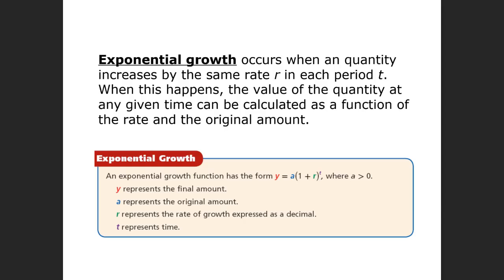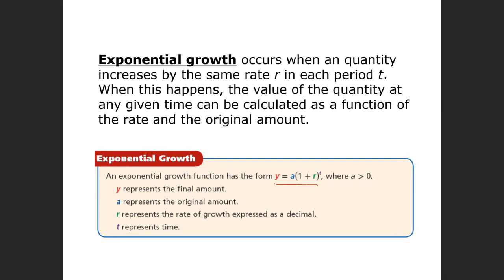All right, then we go on to exponential growth. Exponential growth occurs when a quantity increases by the same rate, we call it the rate, in each period t. When this happens, the value of the quantity at any given time can be calculated as a function of the rate and the original amount. So here's my formula that we're going to use when we're doing exponential growth.